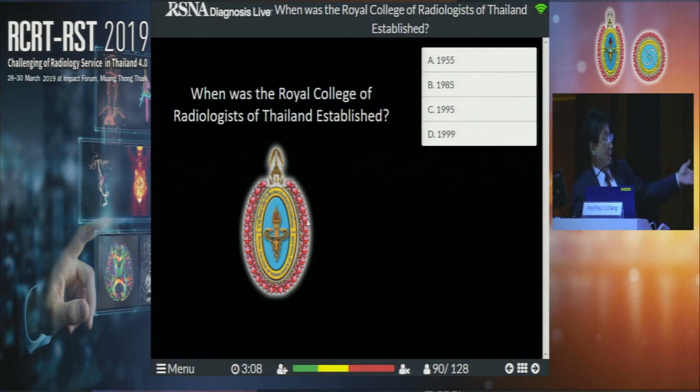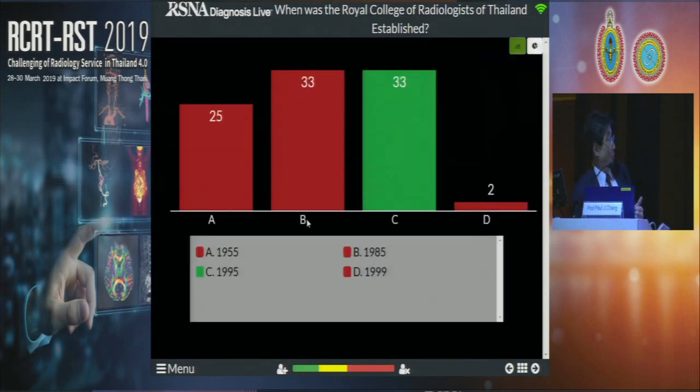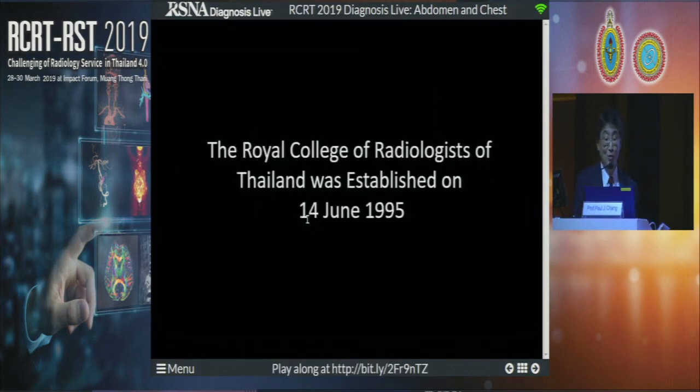As you can see, we have this first type of question, and most of us didn't know the answer, so let's find out what the answer is. Most people thought that the Royal College of Radiologists of Thailand was established in 1985, and that's a good guess. The precursor to your society was in that year, but the actual Royal College was formally established on June 14th, 1995. Okay, so now you know.